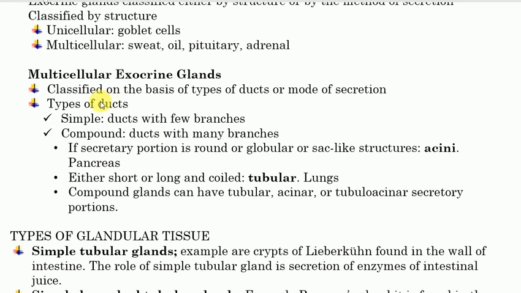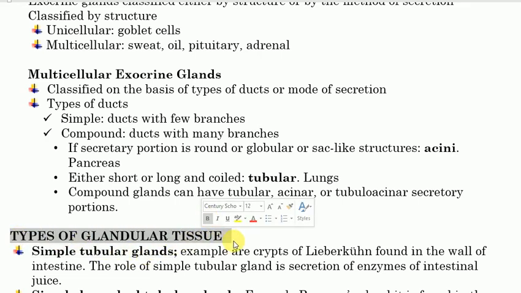Lakini tuangalie classification based on the type of duct ambayo ndo tutakayo base nayo kwenye hii discussion. Based on the type of duct, we have simple duct with a few branches, then we have compound duct with many branches. If secretory portion is round or globular or sac-like structure, it is called acini, kama kwenye pancreas. Either short or long and coiled, naita tubular. Ikiwa coiled naita tubular, kama kwenye lungs.